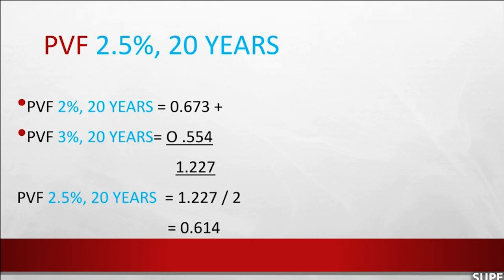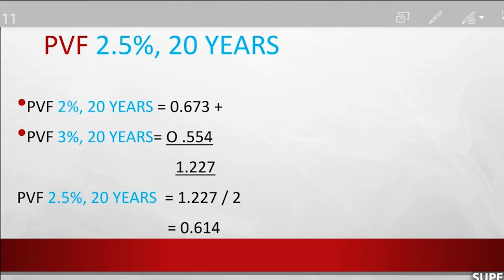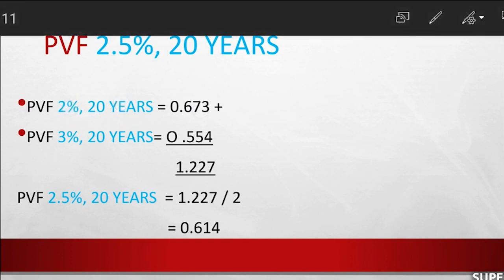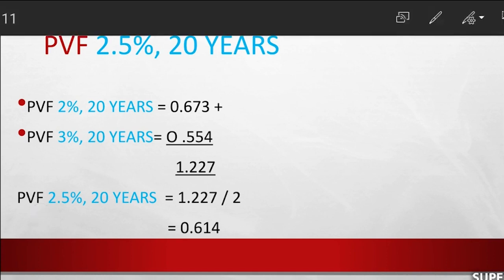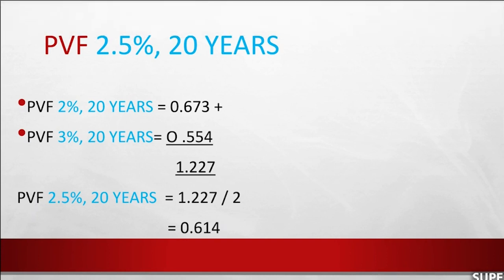We found present value factor at 2%, 20 years as 0.673, and we have selected present value factor at 3% in 20 years as 0.554 from the present value table, and we have added both of these together and divided by 2. Then we will get the present value factor at 2.5%, 20 years, as 0.614. That is why 2 plus 3 divided by 2 is equal to 2.5.